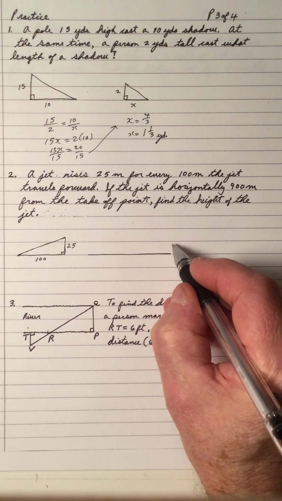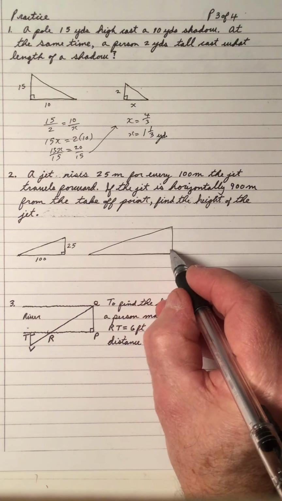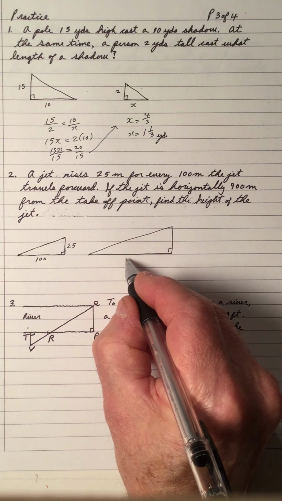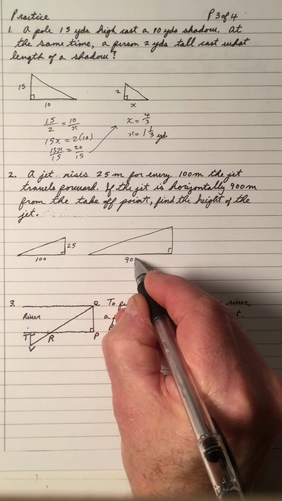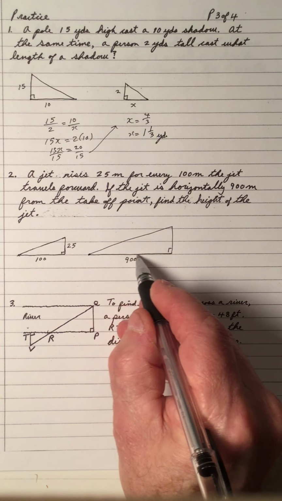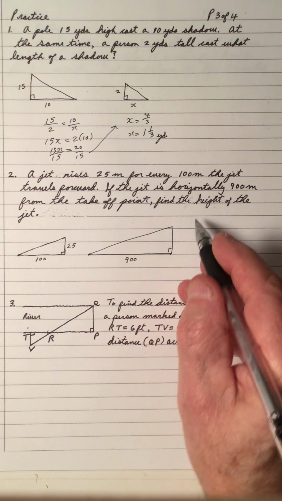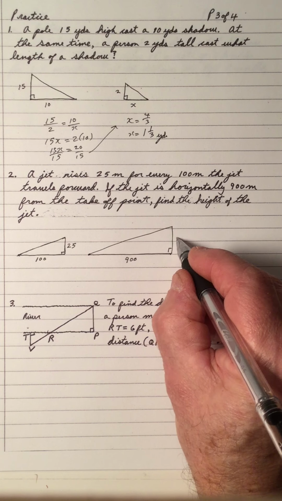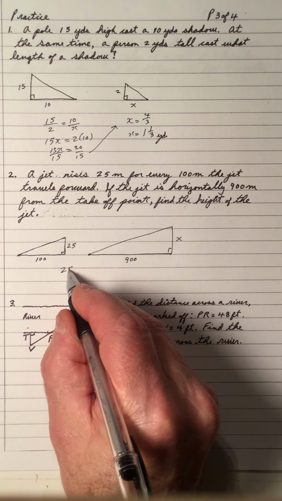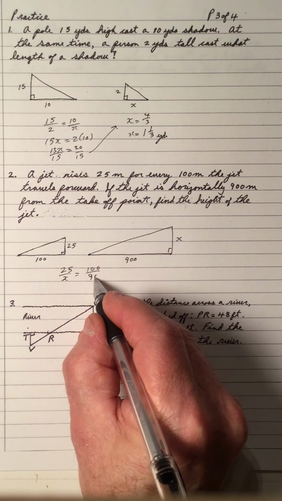Let's draw a bigger diagram now. So here it is. Here's the jet. The jet is horizontally 900 meters from the point of takeoff. So there's the point of takeoff, and there's 900 meters from the point of takeoff horizontally. We want to find the height of the jet, which is x. So again, we have 25 over x is 100 over 900.